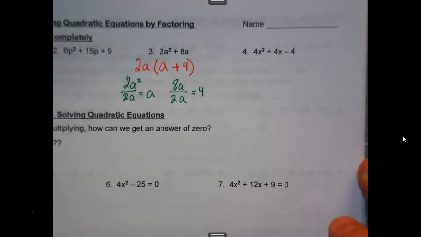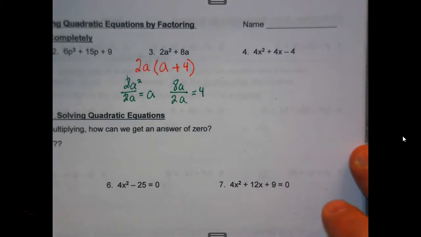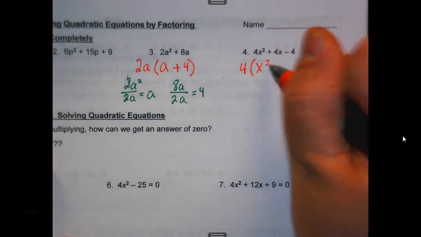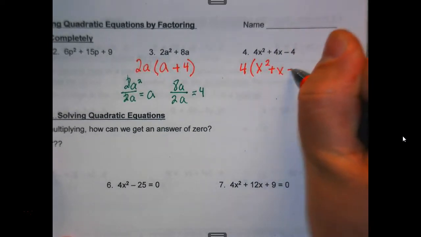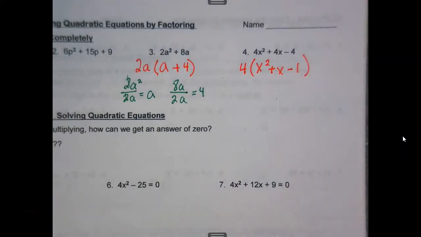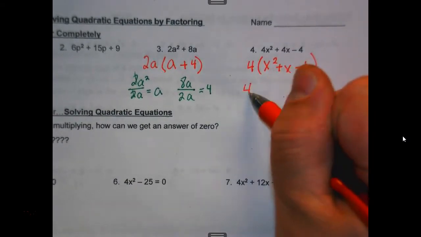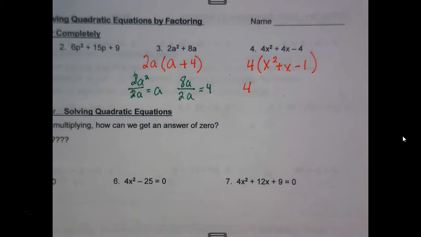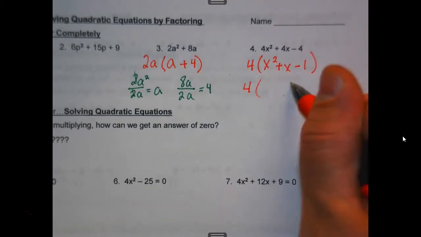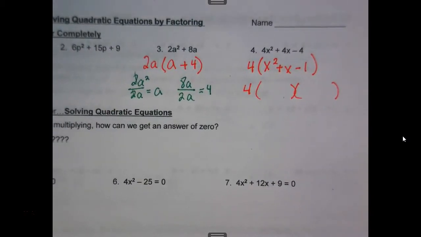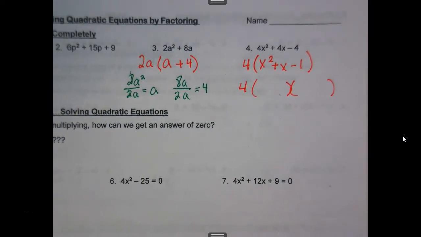Okay, number 4. Can I take out any common factors first? 4. I'm left with x squared plus x minus 1. Can I factor x squared plus x minus 1? Are you sure? What do you think, Nate? Exactly. How about you, Greg? You need a paper. What paper? That's your note packet.